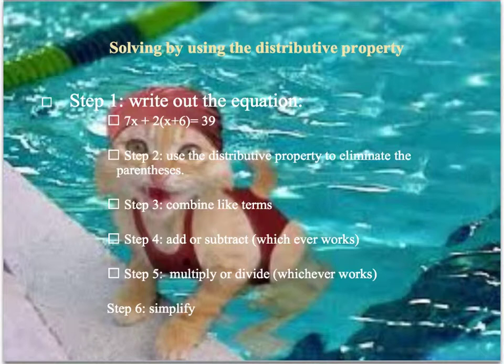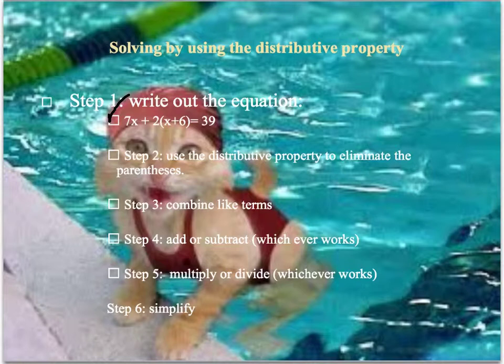And this time, I think what I'm going to do is I will change my colors beforehand, and I'm going to change it to black. So, first thing, write out the equation. Check, did it. 7x plus 2 times the quantity x plus 6 equals 39.